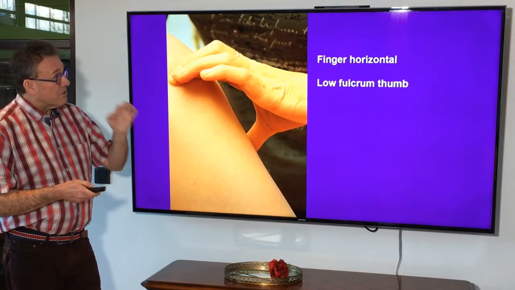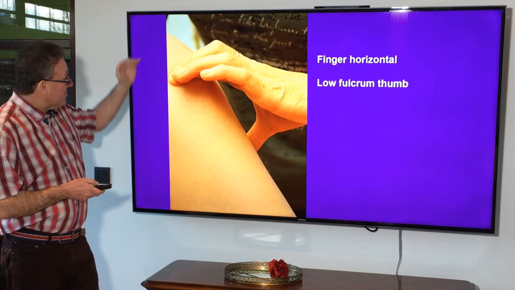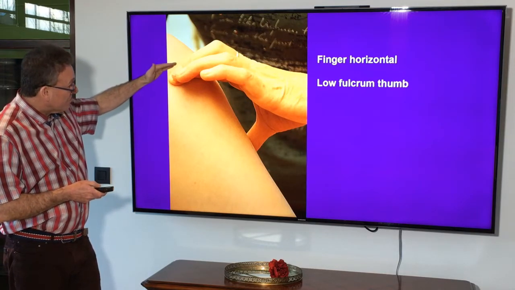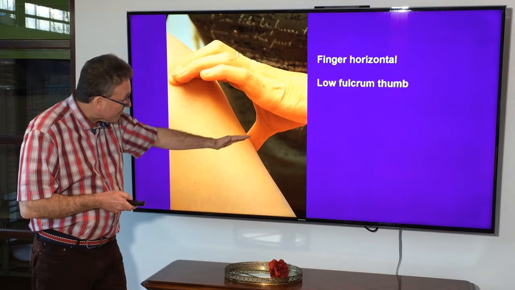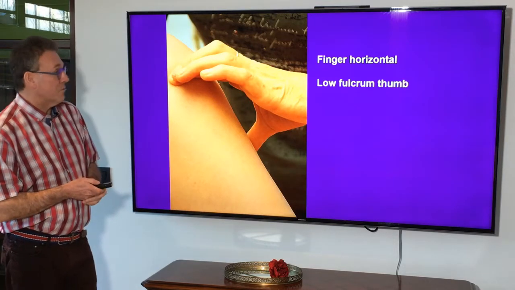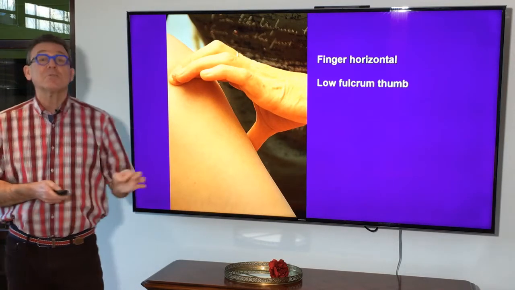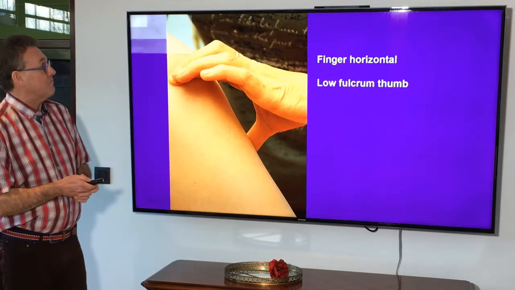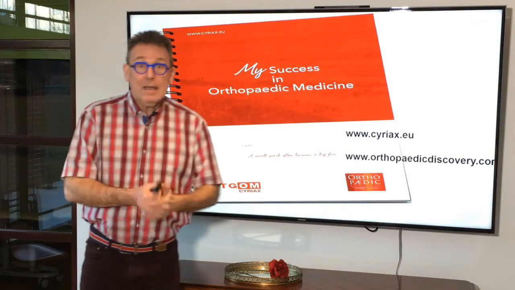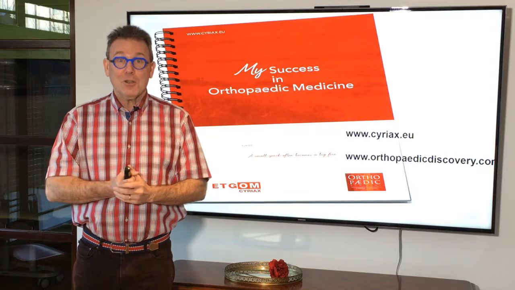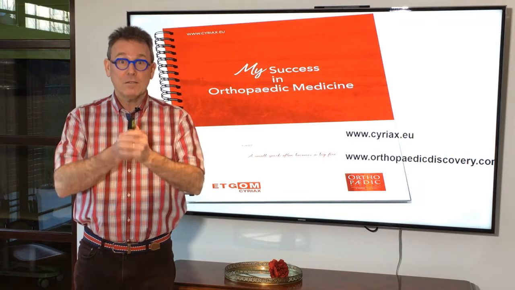Once again, I would like to emphasize it. Keep your finger, really keep your nails horizontal, and make sure you have a deep fulcrum or a low fulcrum with your thumb. That's the secret for this technique. Yeah? Well, I will show you all those techniques live, so stay tuned and have fun.